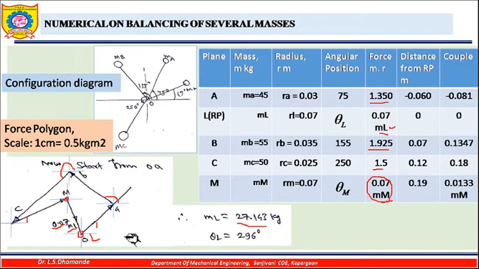And if I have to measure the angular position of this, definitely this is in the fourth quadrant, so I will have to measure the angle from here like this. This angle comes out to be 296 degrees. This is the solution of this particular numerical. So thank you very much.